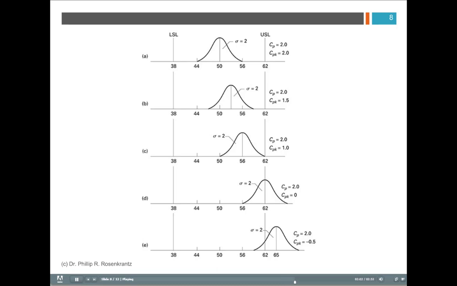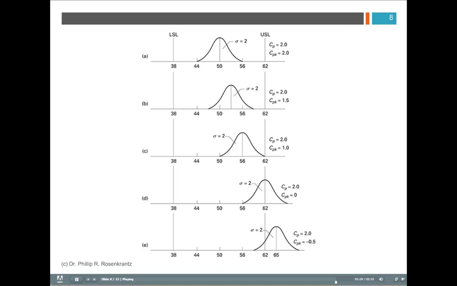Next, in part D, we have a CPK of 0. That's what happens when the process is centered right on one of the spec limits. But again, CP is 2. So by now you're beginning to realize that CP all by itself doesn't give you the whole picture. But CP and CPK together do give you a pretty good picture of what's going on.